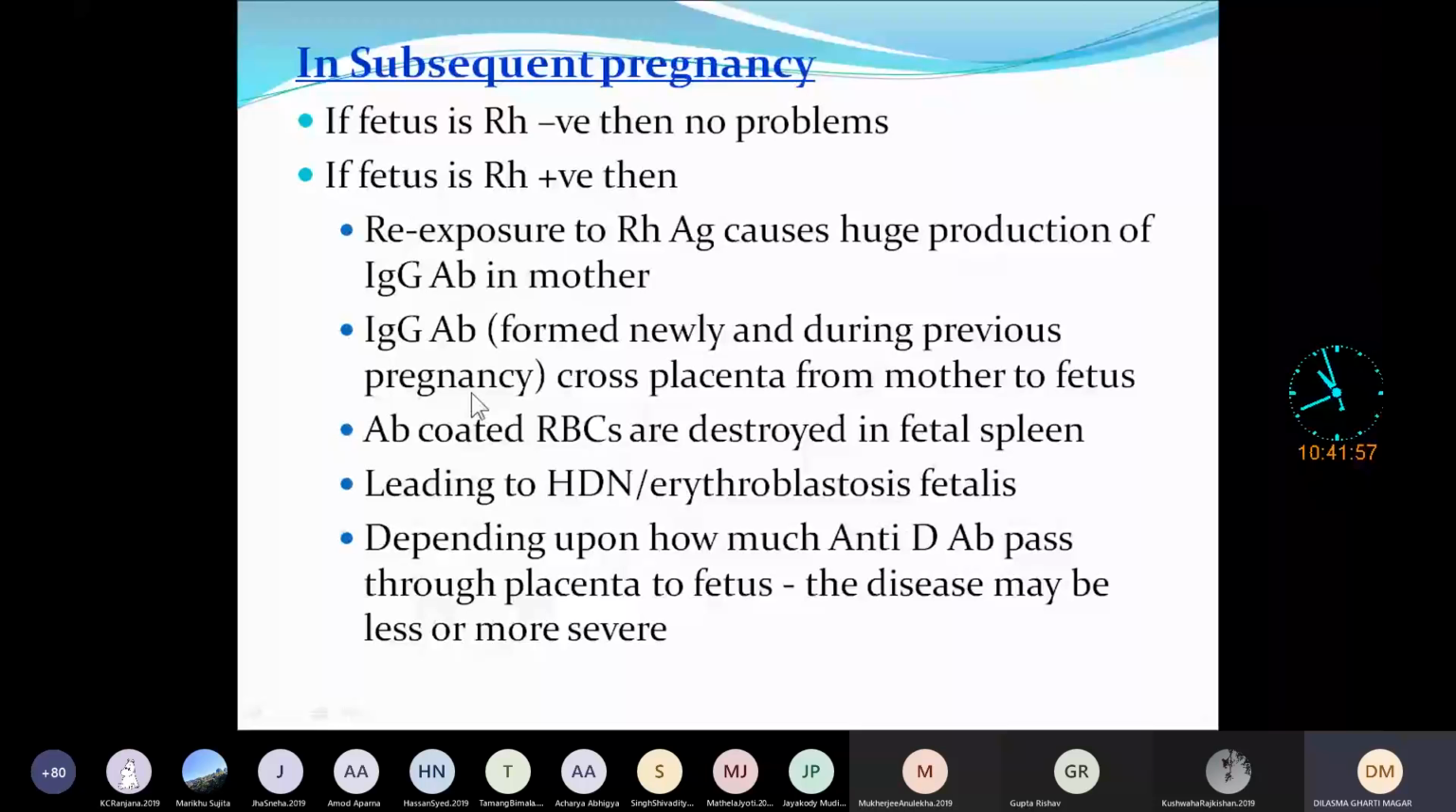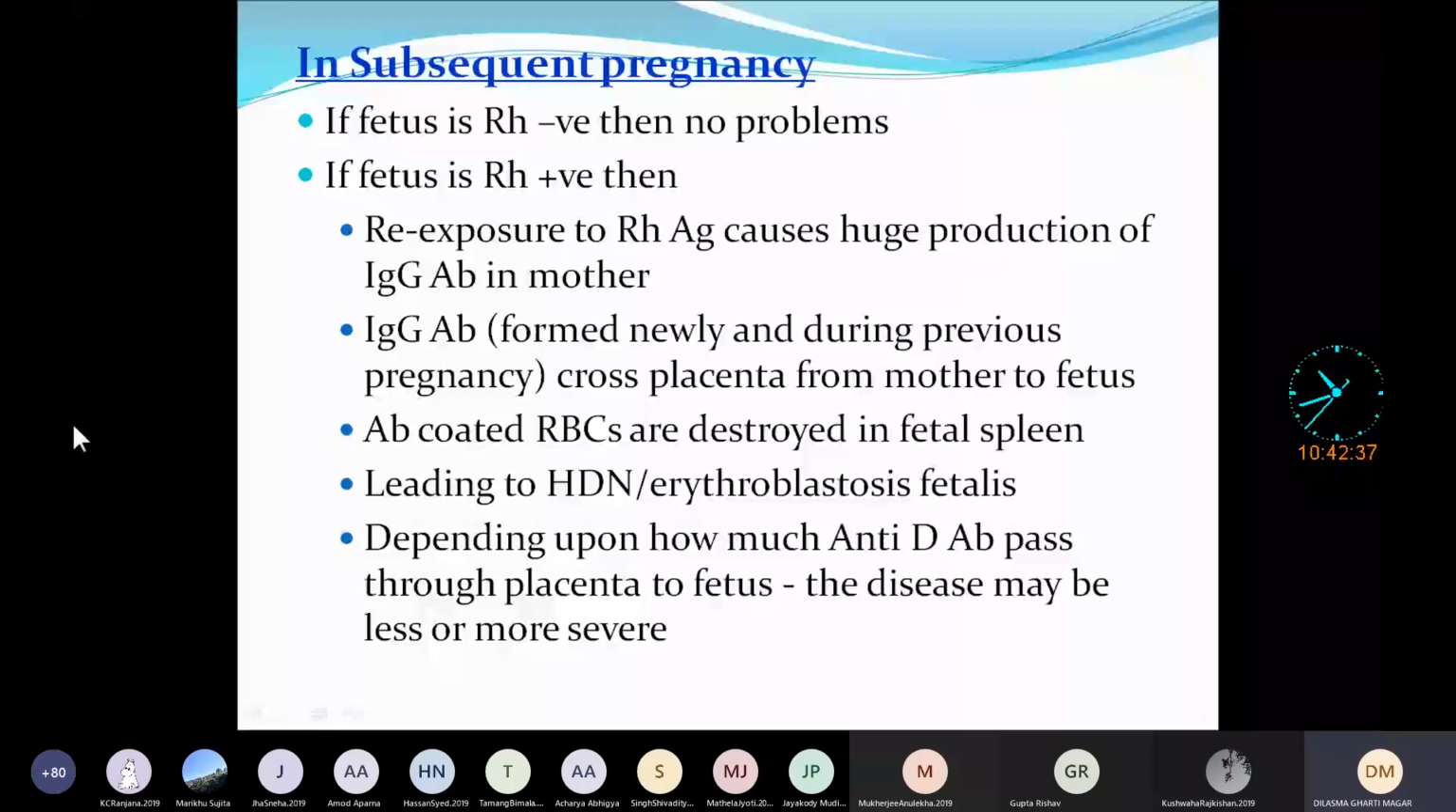So now more and more RBCs will be coated with the antibodies, that is the anti-Rh or immunoglobulin G antibody, and they get destroyed in the fetal spleen. That's why it will lead to hemolysis of the RBCs, and then hemolytic anemia, immune hemolytic anemia. So it leads to hemolytic disease of the newborn, also known as erythroblastosis fetalis. Depending upon how much of the anti-D antibody passes through the placenta to the fetus, the disease may be mild, moderate or severe. Understood here?